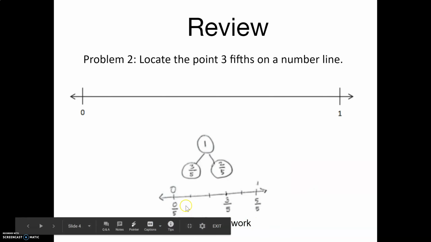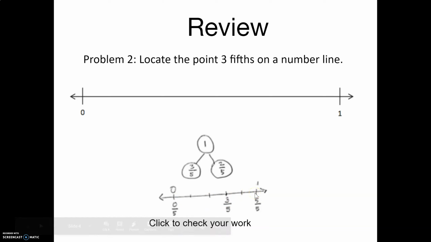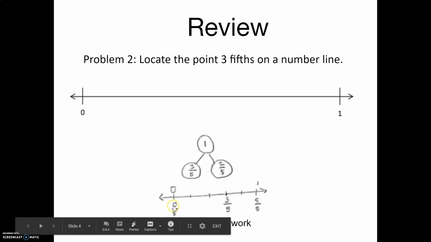Did you divide it like this? Did you divide it with 4 marks in the middle of your 0 to 1? And you had 1, 2, 3, 4, 5 spaces? Did you label your 0/5 and your 5/5? And did you put a mark on 1/5, 2/5, 3/5? Did you put a little dot right here on 3/5? That's how you would show 3/5 on a number line.